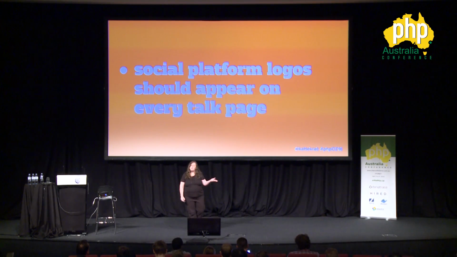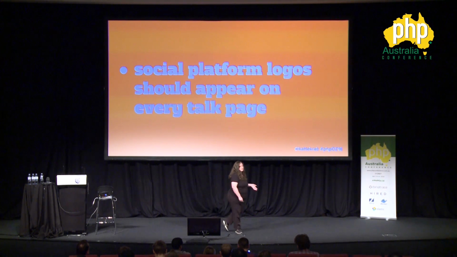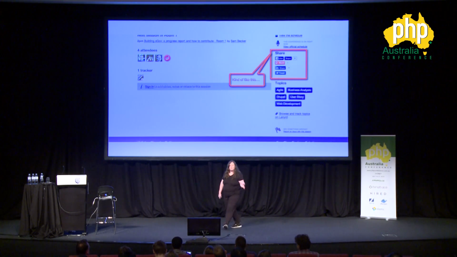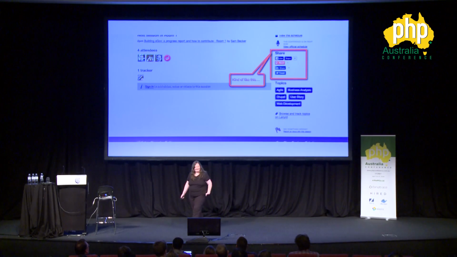So, social platform logos should appear on every talk page. That might be a way of addressing that need. Let's do a little bit of competitive analysis to see how other people might be doing that. So this is Lanyrd. Is this kind of what we mean? Is this what our user wants? No, says someone.